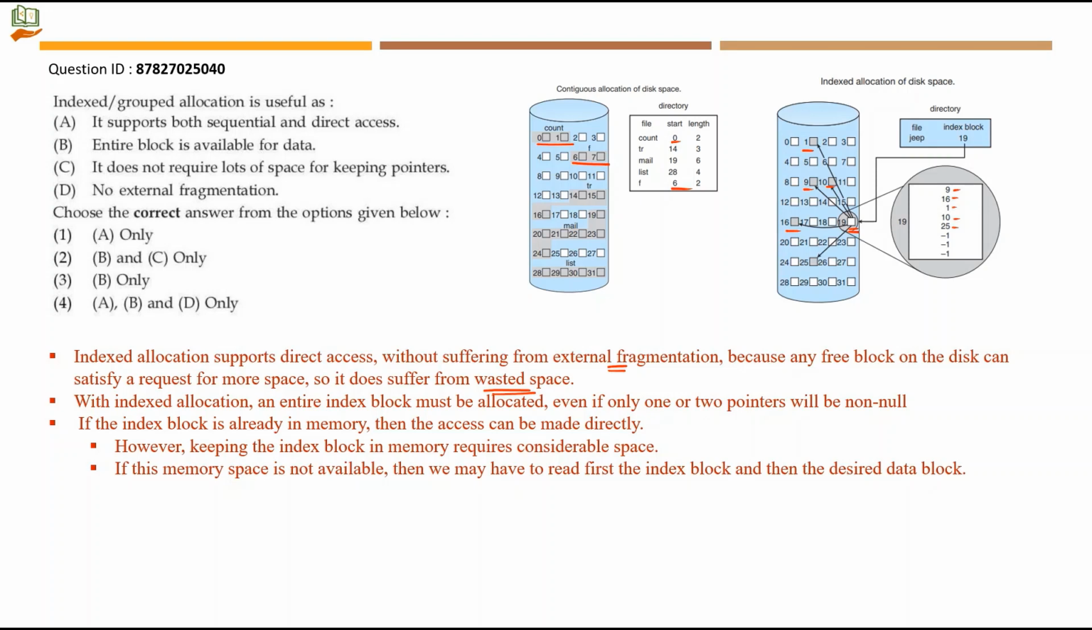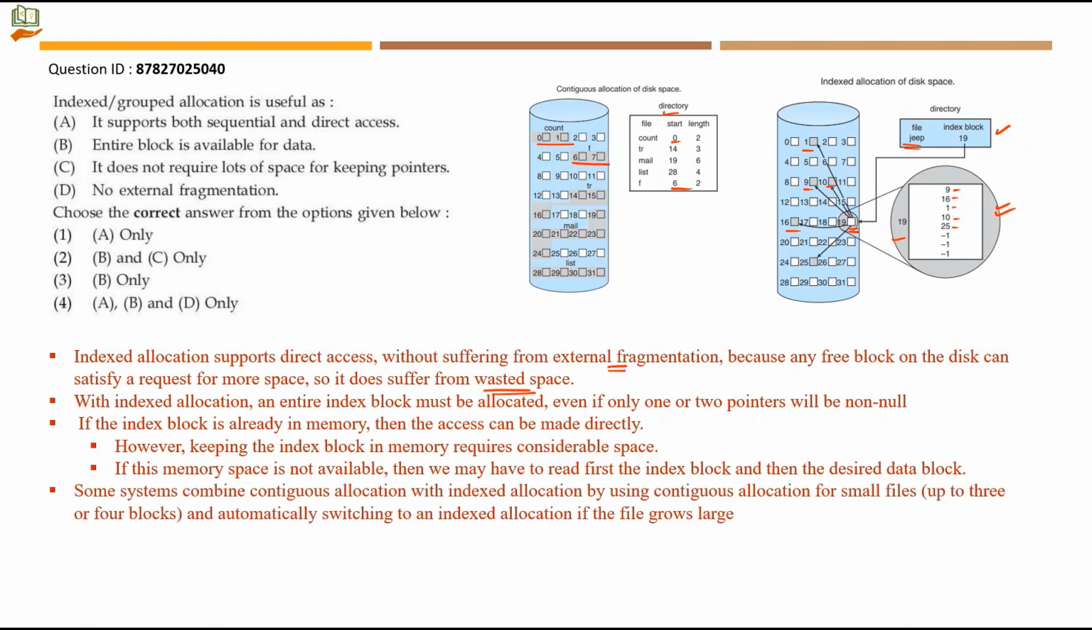So if the index block is already in memory, then the access can be made directly, and keeping the index block in memory will require considerable space. See, the starting index is alone given here. The index block 19 has all the details of the file. But here the starting index and the length of the file is given in this directory. But here only the index block number is given. If you get into the index block, the related index will be present here. So you need space to store this as well as this. That's what they say. It requires considerable space.